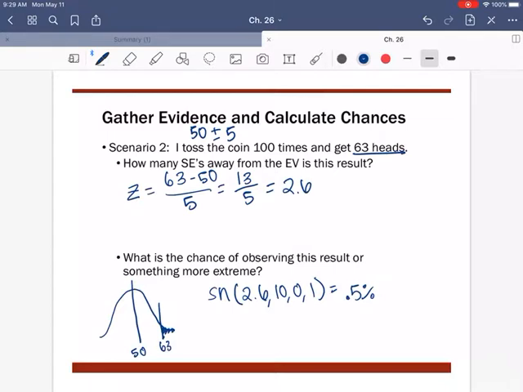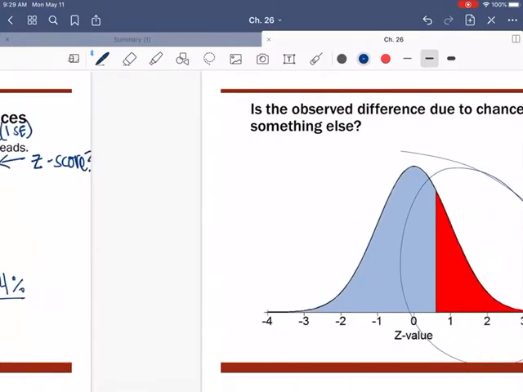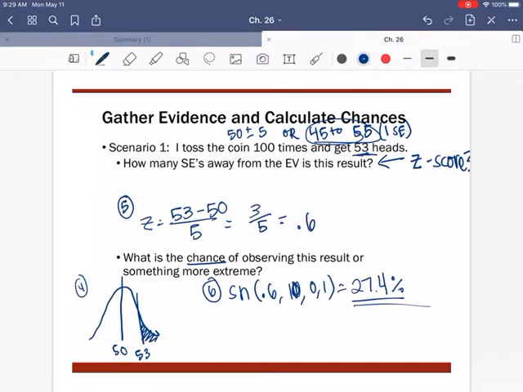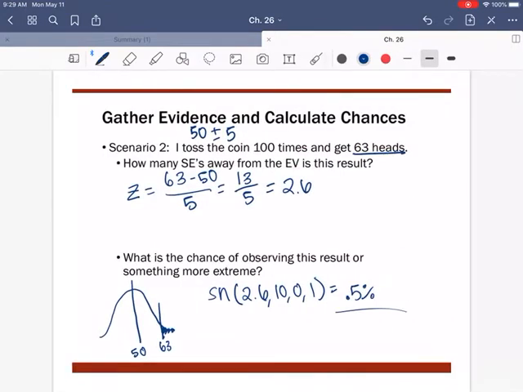Okay, that is a 0.5% chance of happening. So that's pretty unlikely. So this 53 had a 27% chance of happening versus the 63 had a 0.5% chance of happening. So we have a couple different options here. If we get 53% heads, then the coin is probably still fair.